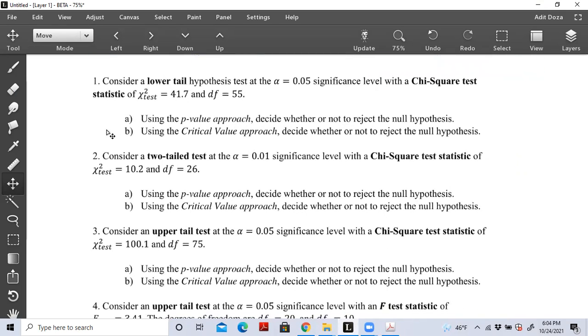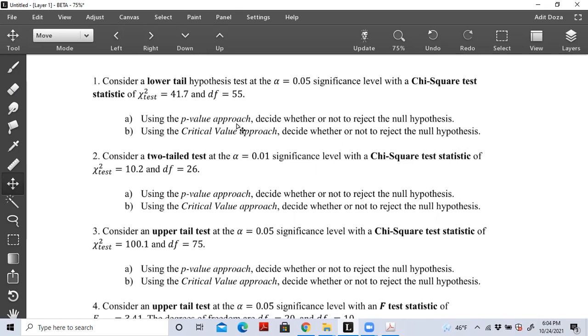So okay, let's read the first question. Here they've already told us it's a lower tail test. The alpha significance is 0.05 and the test statistic is 41.7. They have also given us the degree of freedom, which is 55. The first question asks: use the p-value approach, and decide whether or not to reject the null hypothesis.